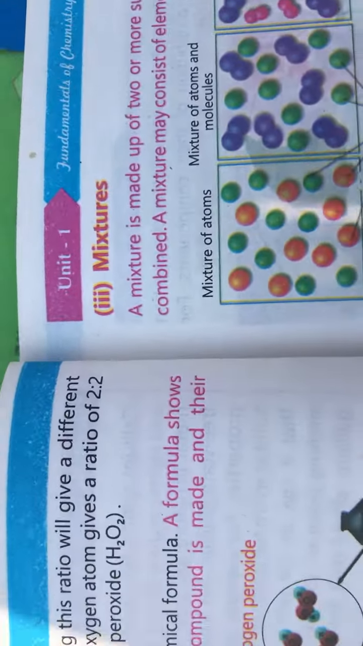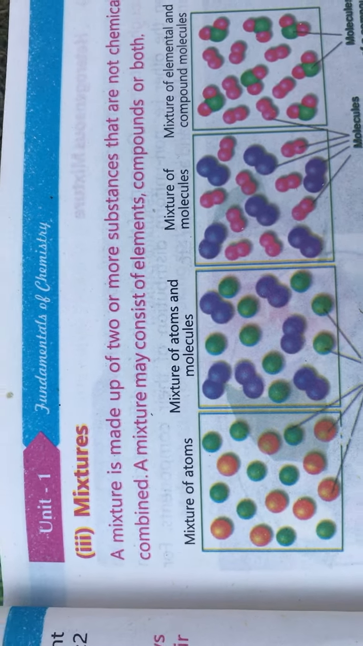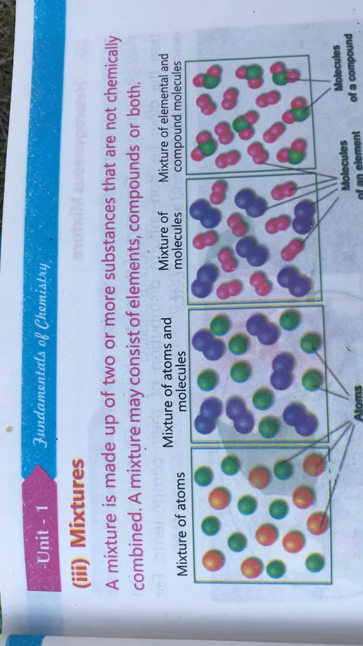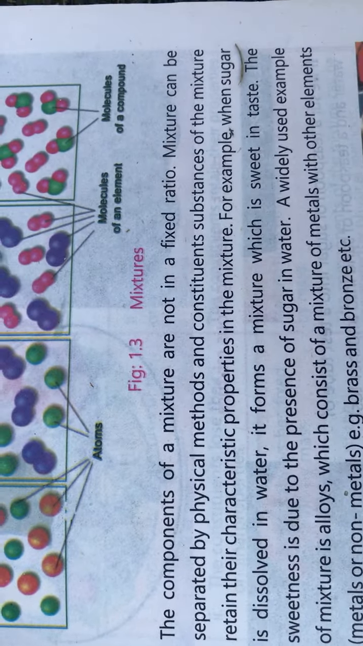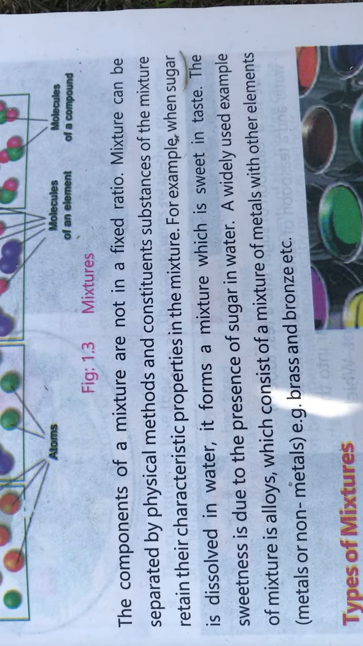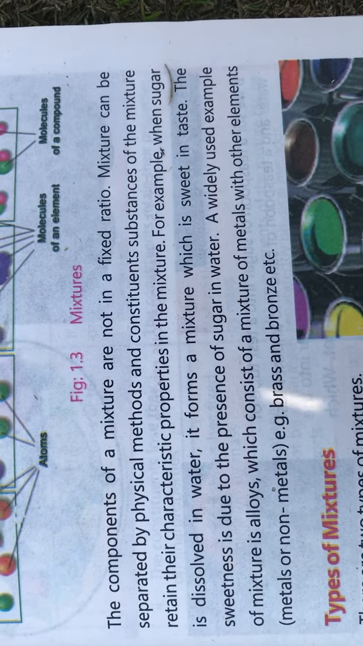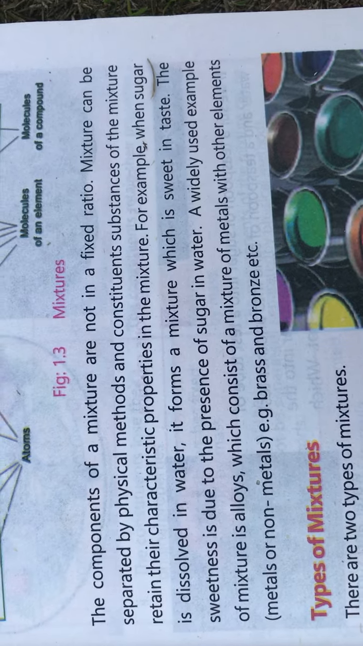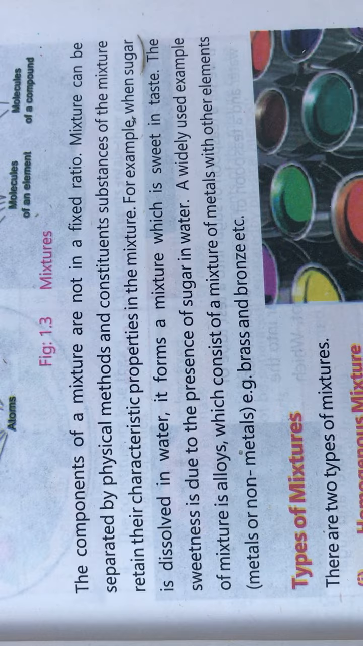Then we will discuss mixtures. A mixture is made up of two or more substances that are not chemically combined. A mixture may consist of elements, compounds, or both. The composition of a mixture is not fixed in ratio. A mixture can be separated by physical methods, and the constituent substances of the mixture retain their characteristic properties in the mixture. For example, when sugar is dissolved in water, it forms a mixture which is sweet in taste. The sweetness is due to the presence of sugar in water.